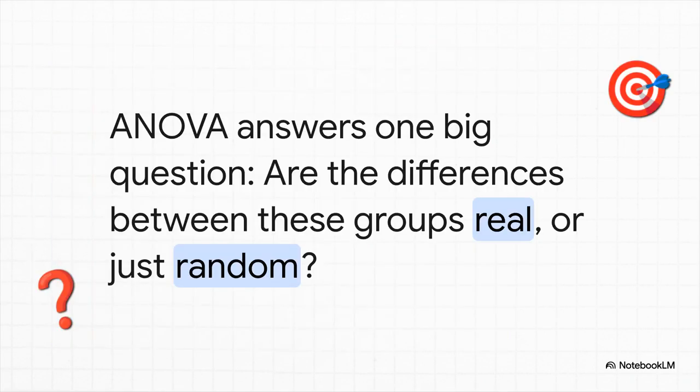But let's cut through the jargon. At its heart, ANOVA is really just trying to answer one big question. Are the differences we're seeing between all these groups real, or is it all just random noise?